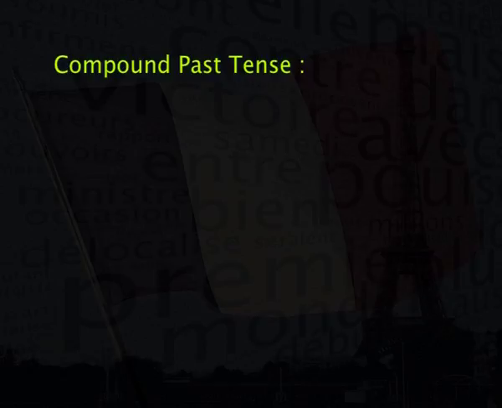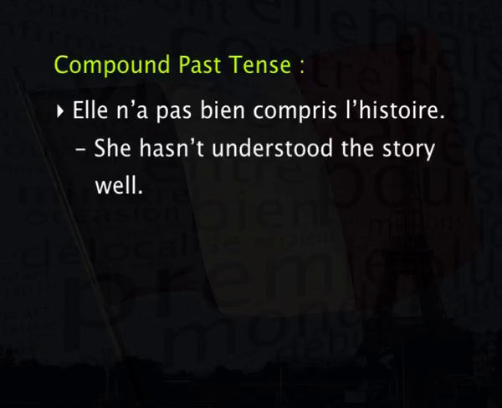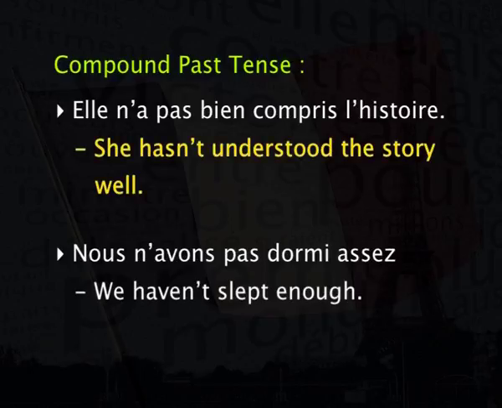Now let me show you how to insert an adverb in a negative sentence that is in the compound past tense. Elle n'a pas bien compris l'histoire. She hasn't understood the story well. Nous n'avons pas dormi assez. We haven't slept enough.